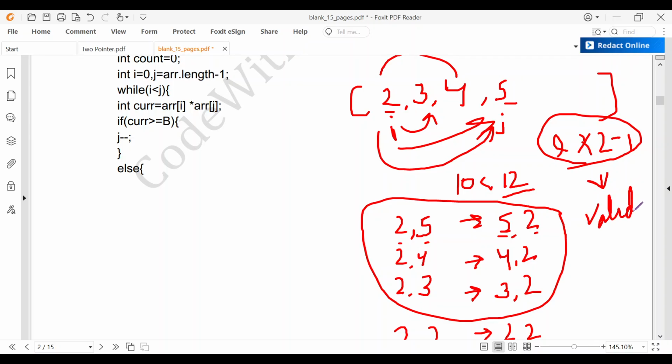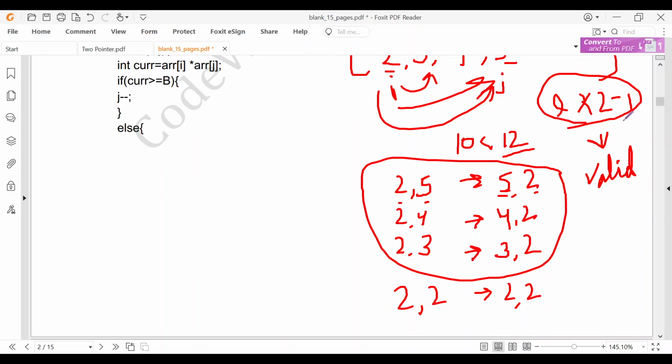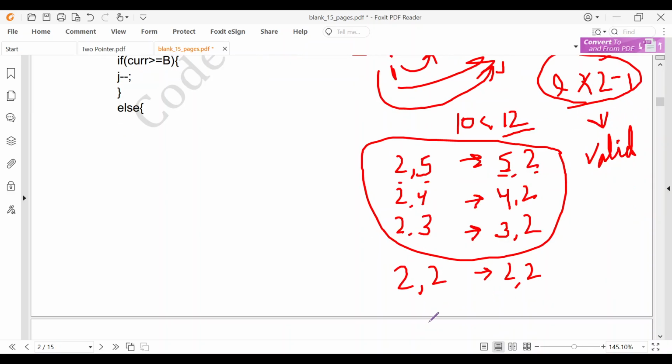This is considered a valid pair. What happened in this case is why we need to subtract 1. Why? Because this 2 and 2 and these 2 and 2 both are the same only. So we need to subtract 1 in order to substantiate this valid pair combination. We need to multiply all the lengths. So I have considered L into 2 and then minus 1, because these 2 and 2 are the same only. That's why it is L into 2 minus 1.